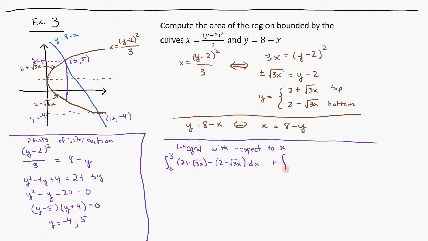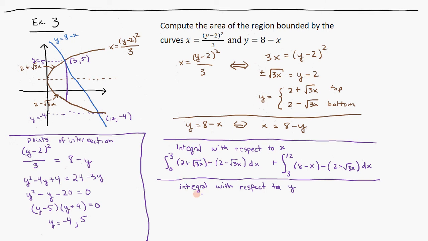Now we compute the area of the region to the right. So now the x value goes from 3 to 12. So we're going from here to here now. Now the top curve is given by the blue line, which is 8 minus x. And the bottom curve is given by the brown curve on the bottom, which is 2 minus square root of 3x. And so this is the integral with respect to x, the two pieces.